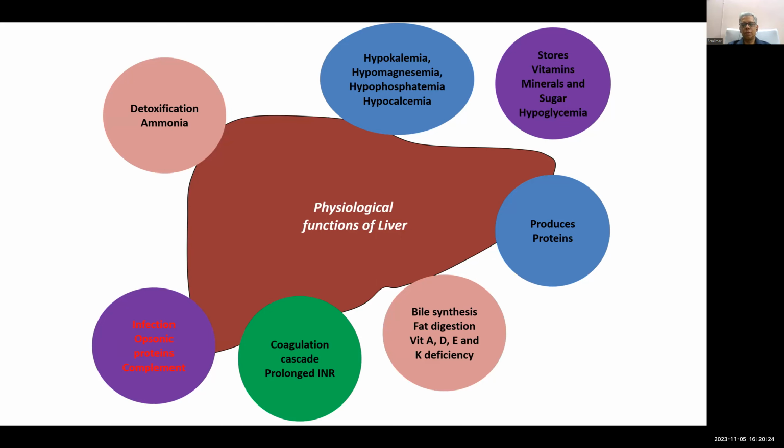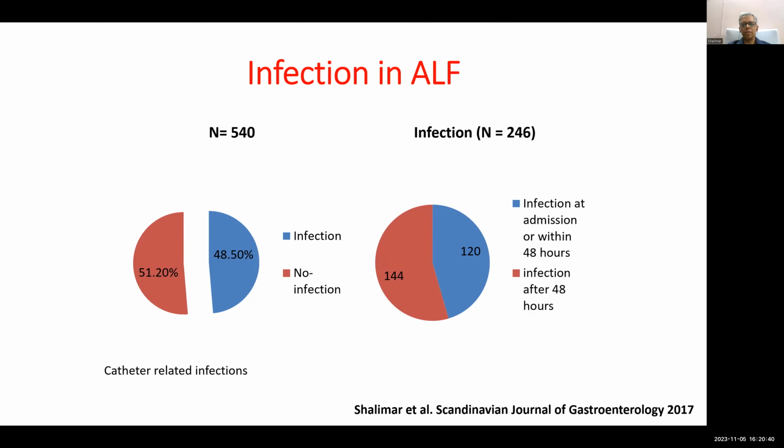Now comes the other important point which we raised: patients with acute liver failure also have decreased production of proteins, including opsonins, proteins, and complements. So this also predisposes these patients to infections. Infections are very common in these patients. This study showed that almost half of the patients who present with acute liver failure will have infection at some point in time. When we look at the timing of these infections, almost half of them develop infections at admission or within 48 hours of presentation to the hospital, and in the rest of them, the infection develops after 48 hours.